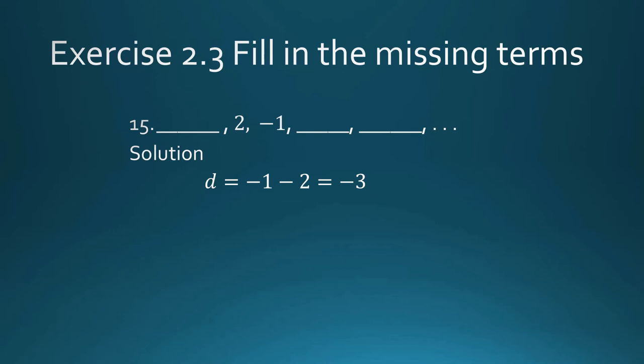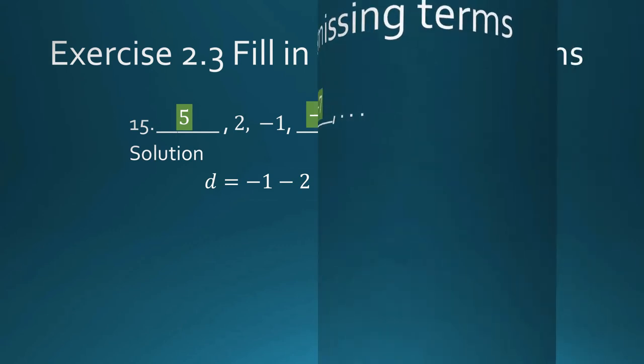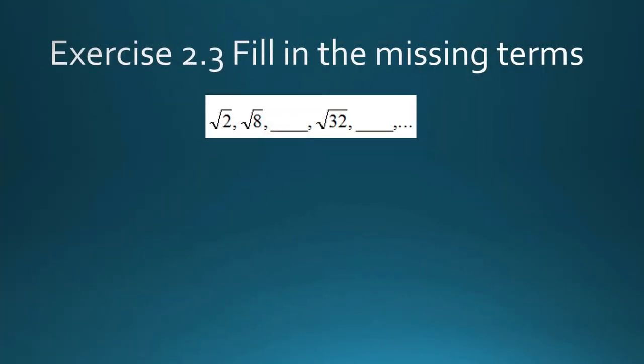So let us fill in the missing term. What do you think should be the first term here? If the first term minus 3 is 2, then 2 plus 3 will be the first term. 5 is our first term. So 5 minus 3 is 2, 2 minus 3 is -1, -1 minus 3 is -4, and then -4 minus 3 is -7. Those are the first 5 terms of our arithmetic sequence. The common difference is -3.